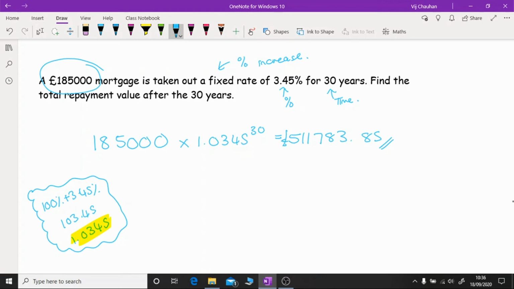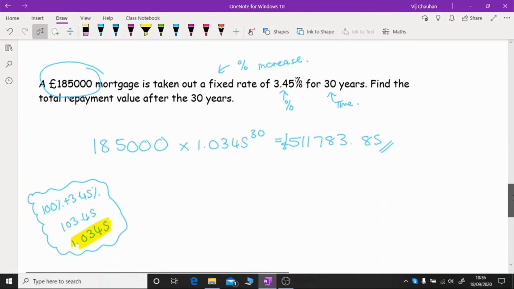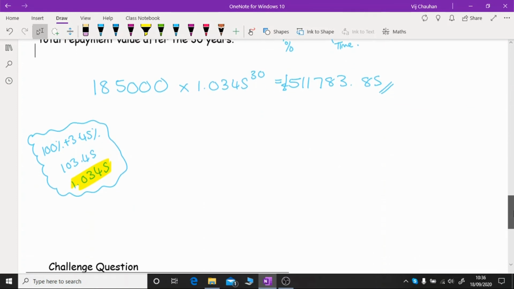So in terms of a bank, you can see there that by borrowing £185,000 over the course of 30 years, you're actually going to be paying £500,000 in terms of that mortgage over 30 years. So it's definitely worth looking into whenever you come to that position where you are looking at buying a house, and making sure you get the best rate possible.